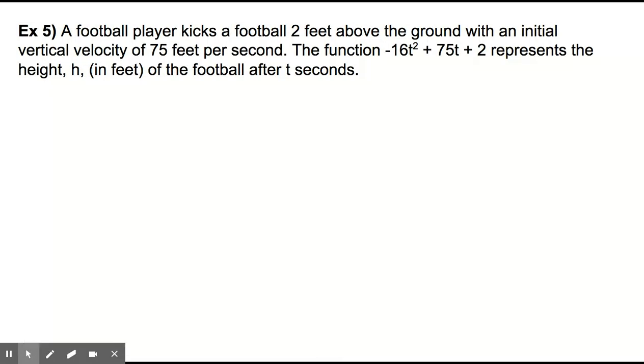A football player kicks a football 2 feet above the ground with an initial vertical velocity of 75 feet per second. The function negative 16t squared plus 75t plus 2 represents the height, h, in feet of the football after t seconds. That should actually say equals h, my apologies, and t representing seconds.